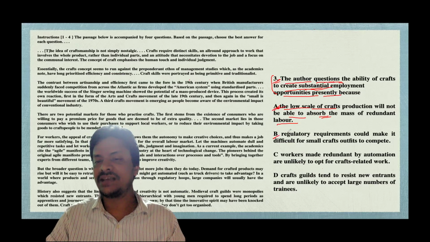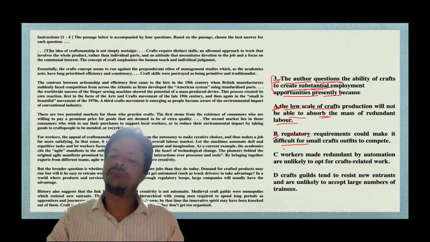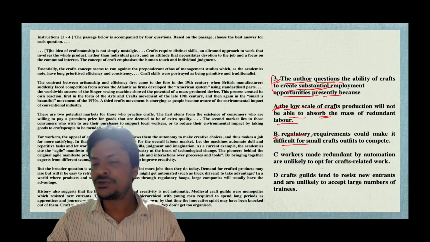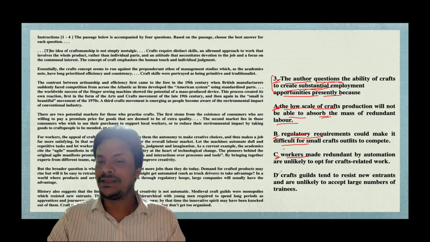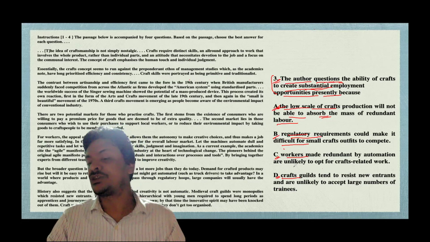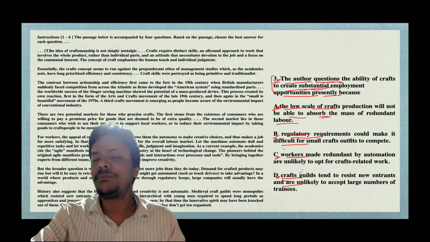Then B says regulatory requirements could make it difficult for small craft outfits to compete. It means rules and approvals make it difficult for small craft businesses to survive against big companies. Then C says workers made redundant by automation are not likely to opt for craft-related work. It means workers replaced by machines will probably not want to shift to crafts. Then D says craft guilds tend to resist new entrants and are not likely to accept large numbers of trainees. It means craft organizations don't like newcomers, so they won't take many learners, isn't it?